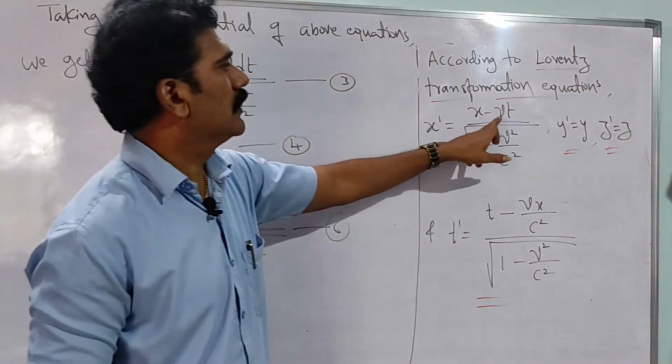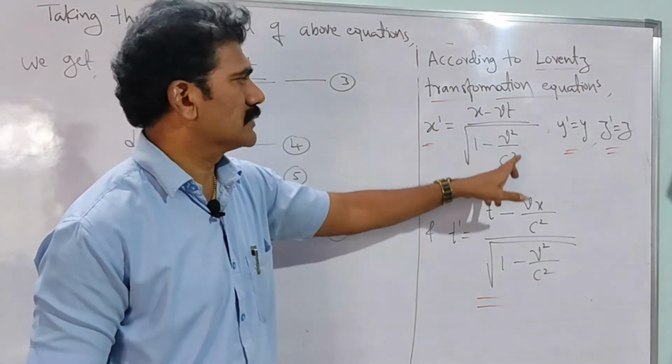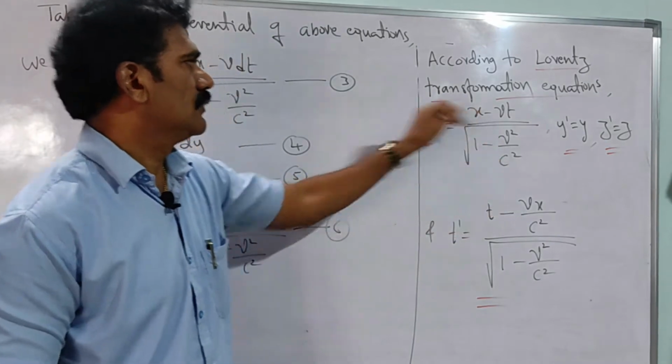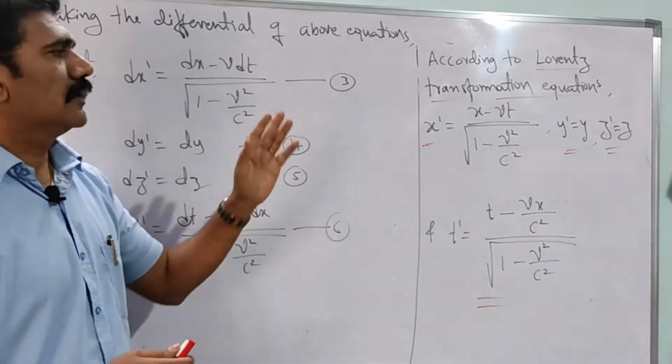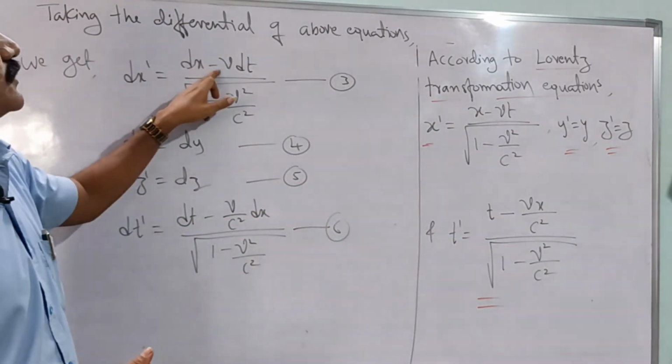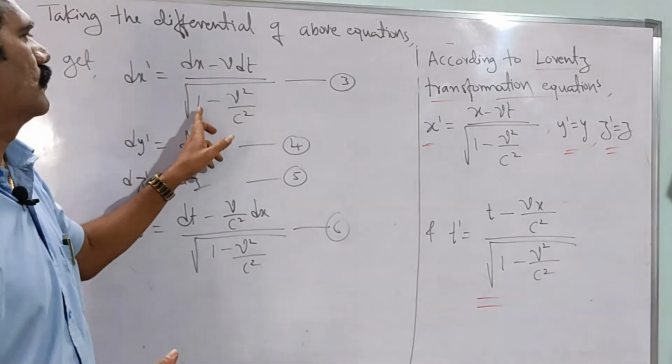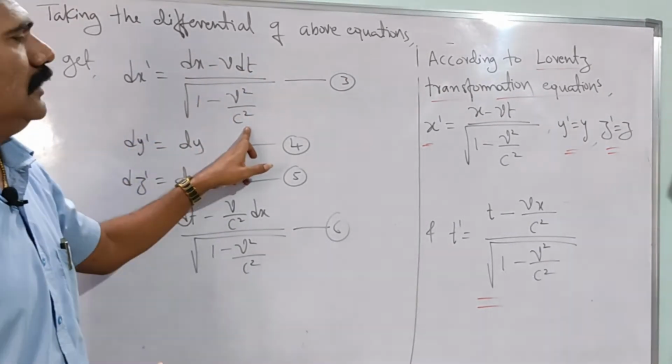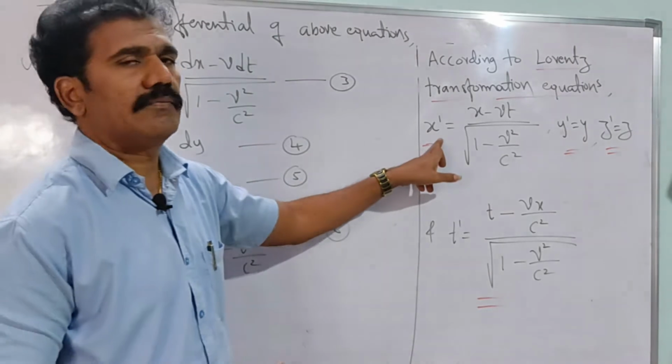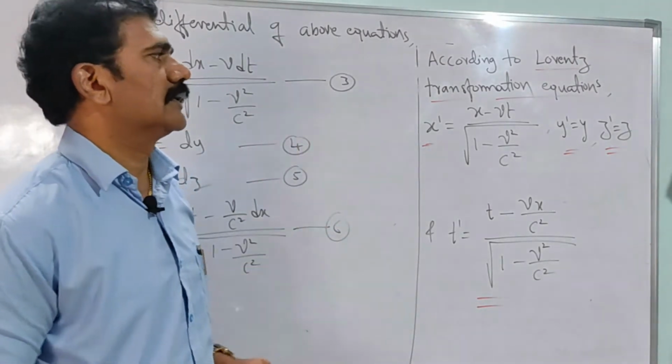And on the right side we have v constant, and square root of 1 minus v square by c square is constant, except that we can apply the differential for the variable, that is dx minus v into dt divided by square root of 1 minus v square by c square. So this is the differential of the equation of x dash. Let it be equation 3.